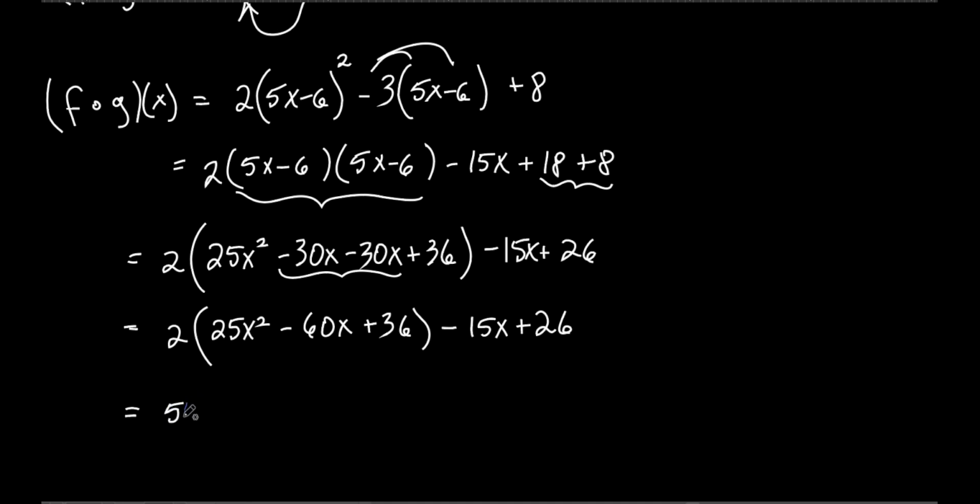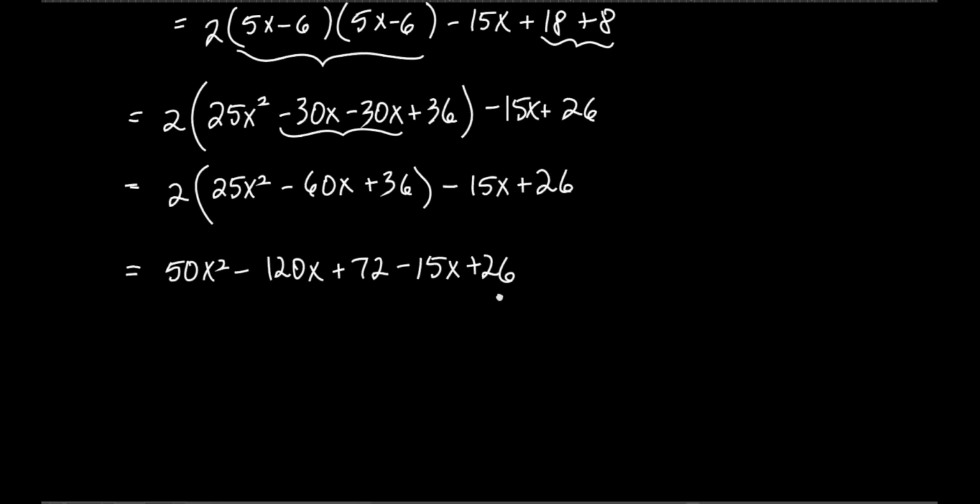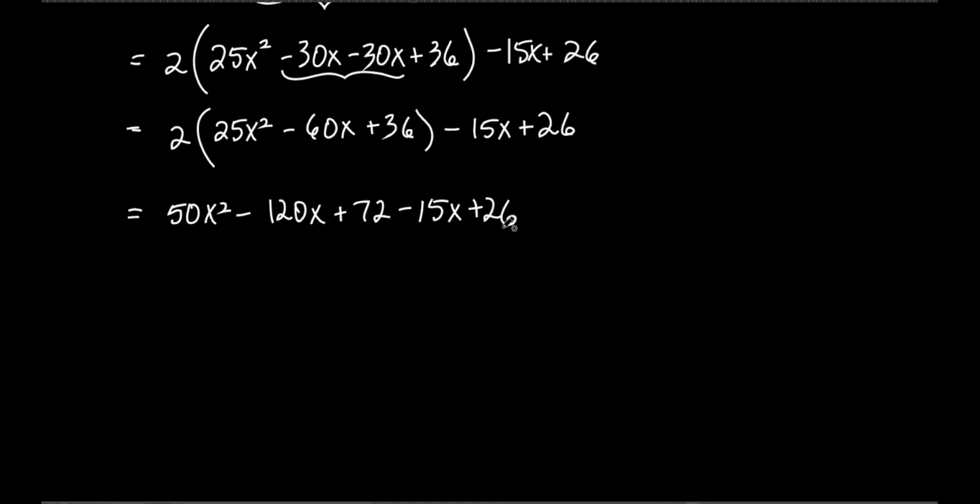So we get 50x squared minus what? 120x plus, can you double 36 in your head? No? 72. 72, good. And then write down the rest of it: minus 15x plus 26. It's a little involved, but has it really been difficult? I mean, the FOIL thing was the hardest thing we did, and really, that's not that hard, is it? Just got to keep everything straight. Take your time. Don't rush through it.